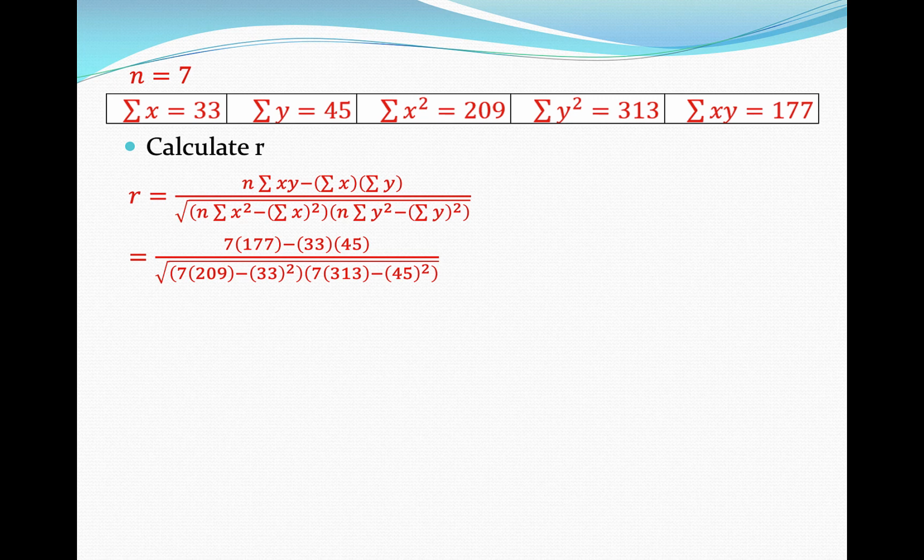If you look at your denominator under that square root, in that first parenthesis, again the sample size is 7. The sum of the x squareds is 209. And then the sum of the x's is 33, and of course, we're going to square that quantity. If you look in the second parenthesis, again, the sample size is 7. The sum of the y squareds is 313. And then, of course, the sum of the y's is 45.